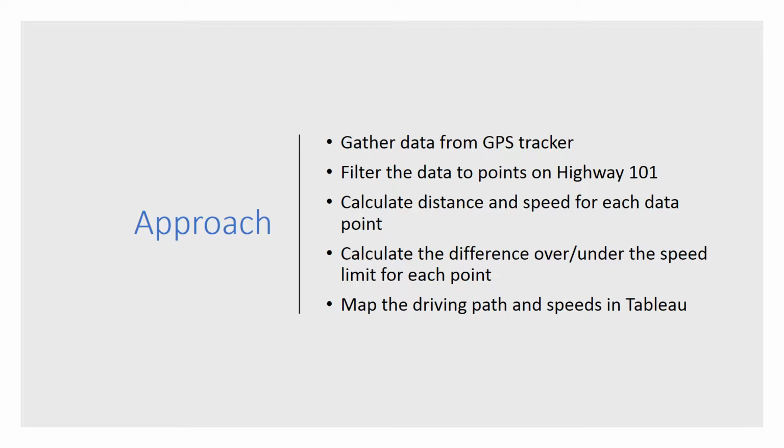To complete this analysis, I began by gathering the data from my GPS tracker from the day of my drive. Then I filtered the data points to just the points where I was traveling on 101. For each of these data points, I calculated the distance and speed, then the amount over or under the speed limit. To do this, I assumed a speed limit of 65 miles per hour, which is the speed limit for most of the freeway. After all this data was gathered and calculated, I mapped the path and speeds in Tableau.